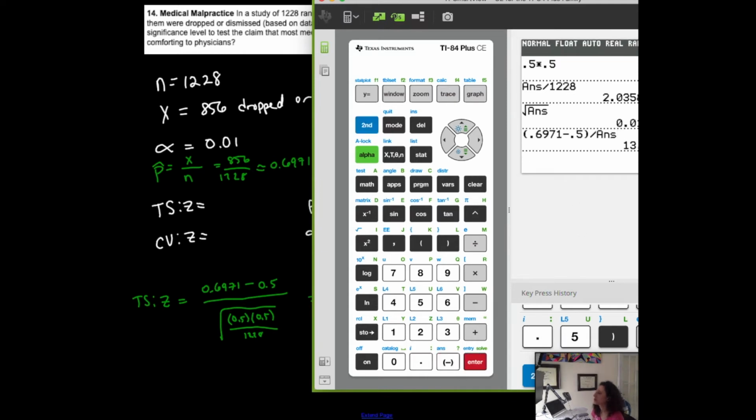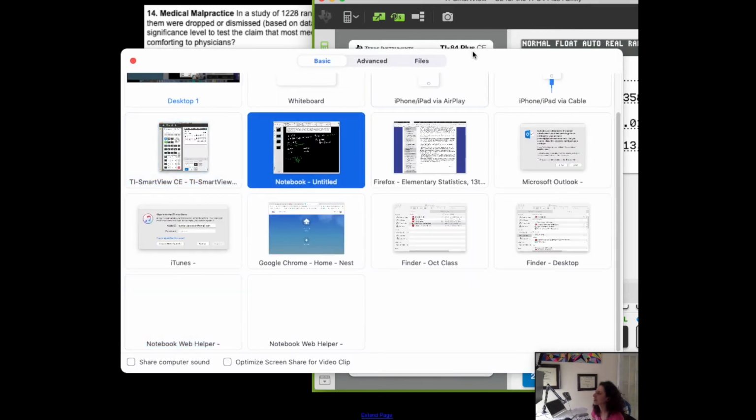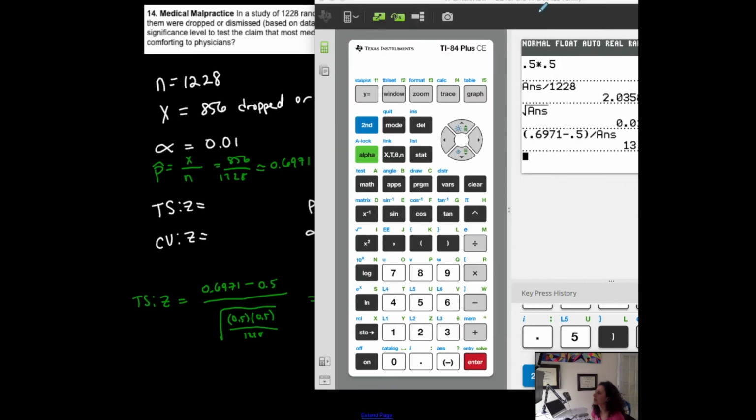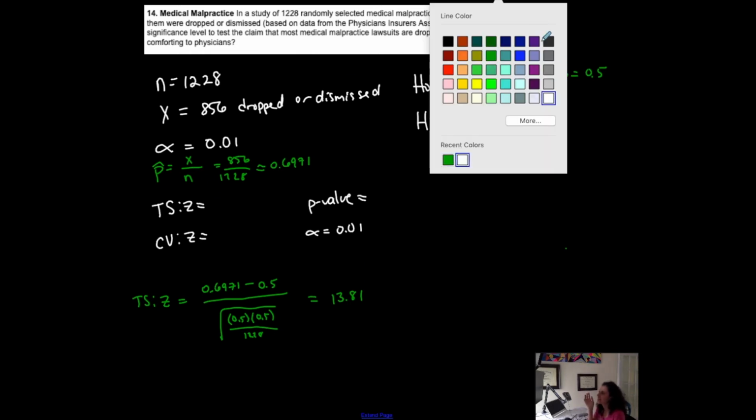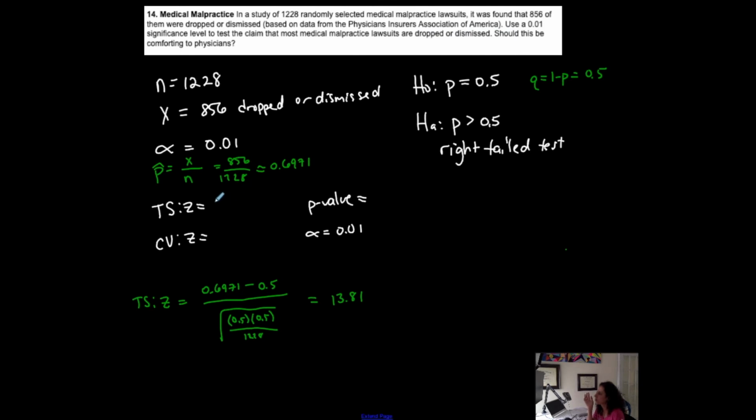13.8 is my test statistic for this. Now double check my work, make sure that I didn't make an error when I calculated that. Everybody, 13.81 if I round to the nearest hundredth. Okay, so we got the test statistic, right? The test statistic is 13.81. All right, so one down, two more to go, and then run my test.